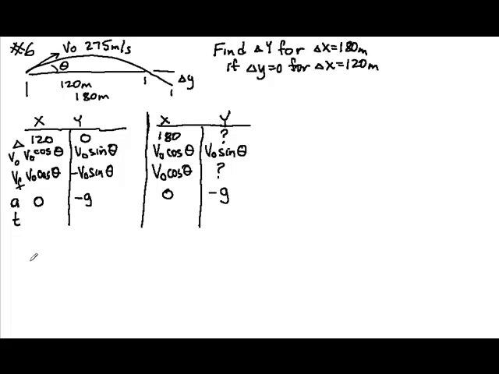So I could end up looking at this range formula, that delta x is equal to v naught squared sine 2 theta over g. We have that information. This value was given in the text.